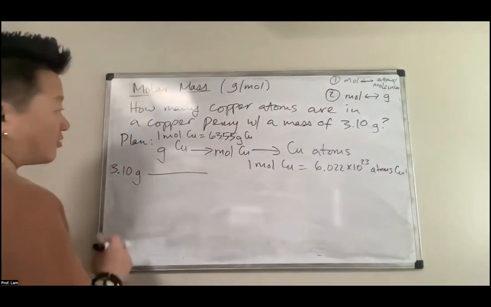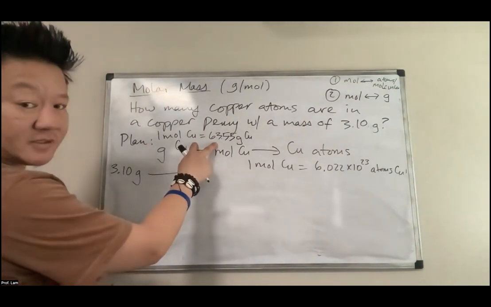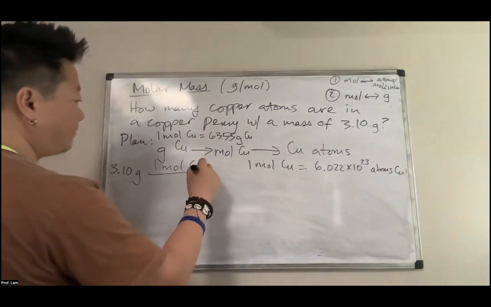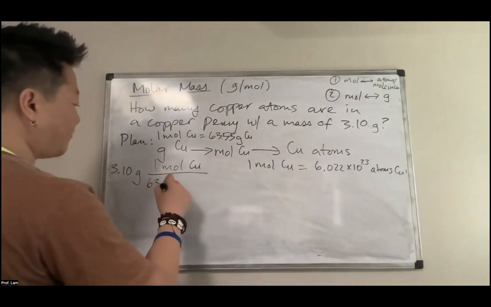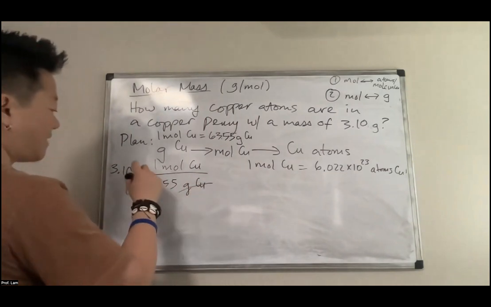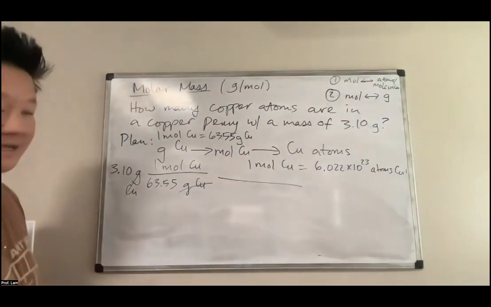Okay, so now we can execute. First, we go from gram to mole. So we're using this equivalency. Mole's got to go on top. So 1 mole of Cu over 63.55 grams of Cu. Okay, and that cancels, right? Okay, and then next conversion factor.